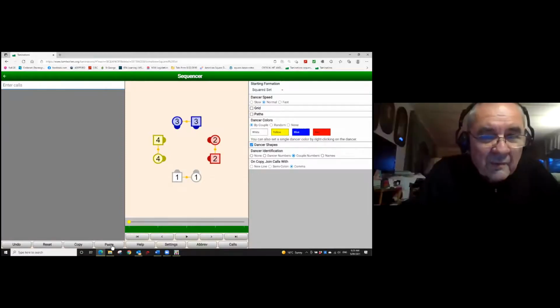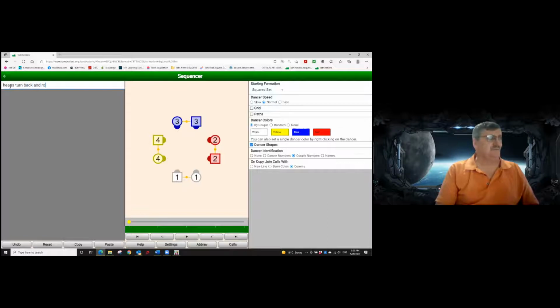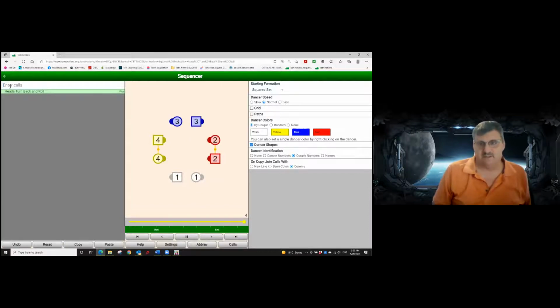Try a U-turn back and roll. I'm curious. Heads, turn back, and roll. That goes with the body flow. Okay, and it's actually interesting because you turn back. A lot of people miss that in the definitions.